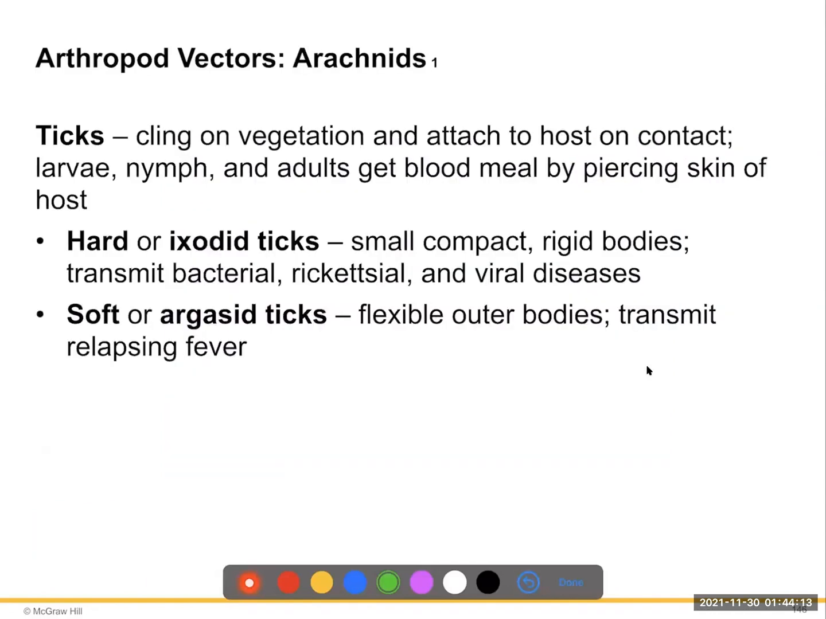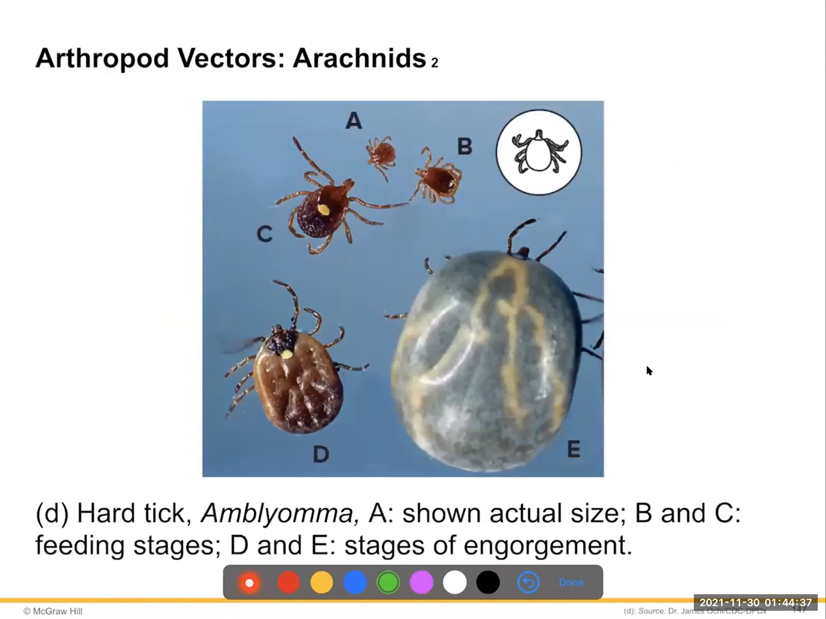Arachnids as arthropod vectors: ticks. Ticks feed on vegetation and attach to the host on contact. The larvae, nymphs, and adults get blood meals by piercing the skin of the host. The hard ticks, ixodid, have small, compact, rigid bodies and transmit bacterial, rickettsial, and viral diseases. The soft Argasid ticks, with flexible outer bodies, transmit relapsing fever.